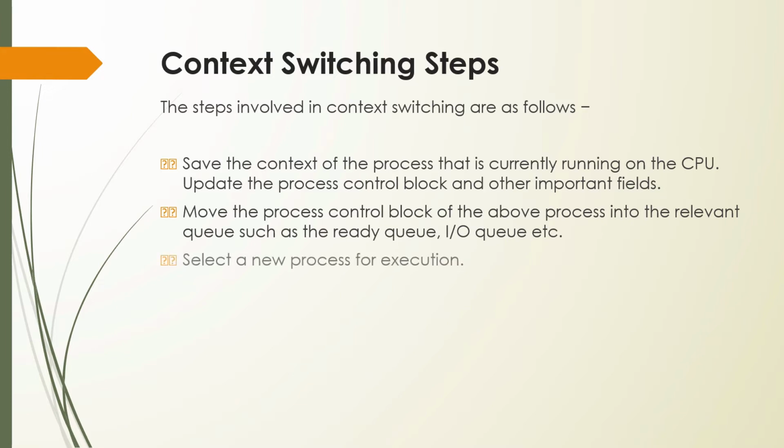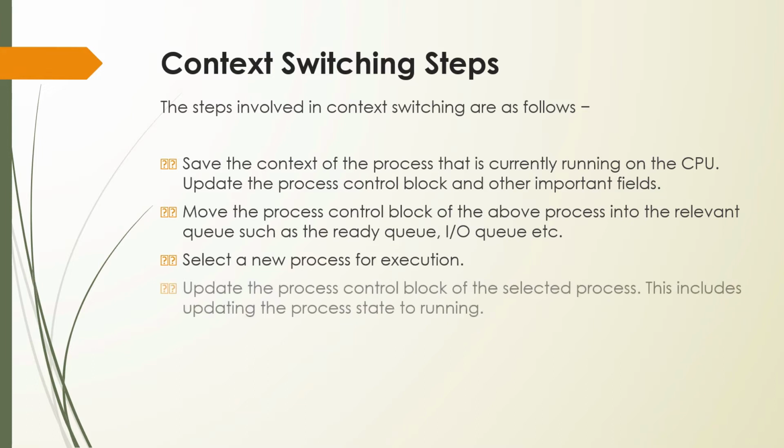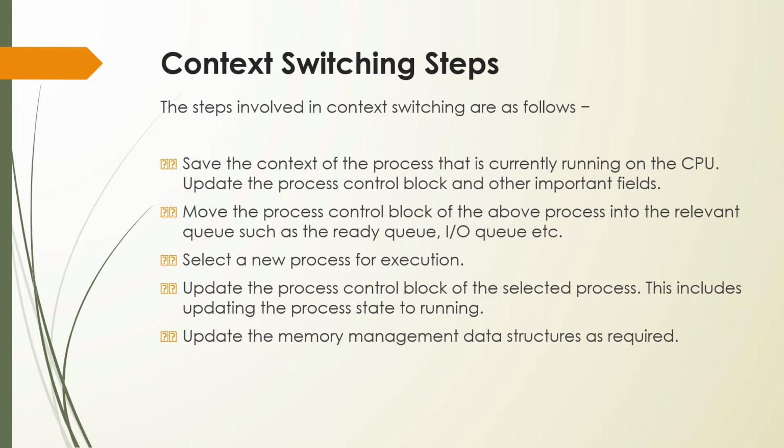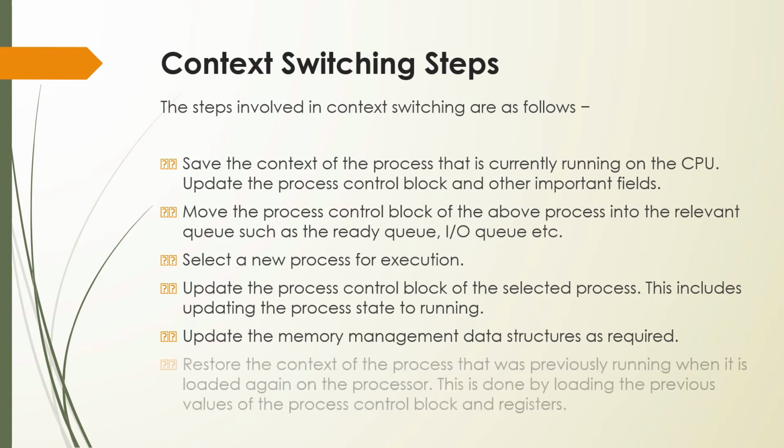Select a new process for execution. Update the process control block of the selected process. This includes updating the process state to running. Update the memory management data structures as required. Restore the context of the process that was previously running when it is loaded again on the processor. This is done by loading the previous values of the process control block and register.